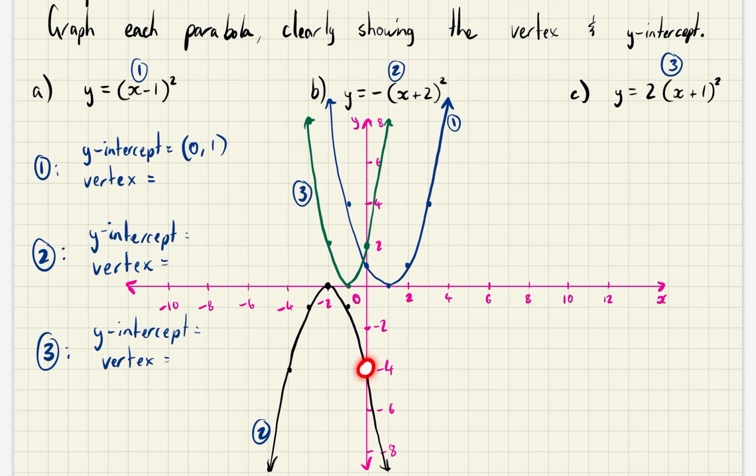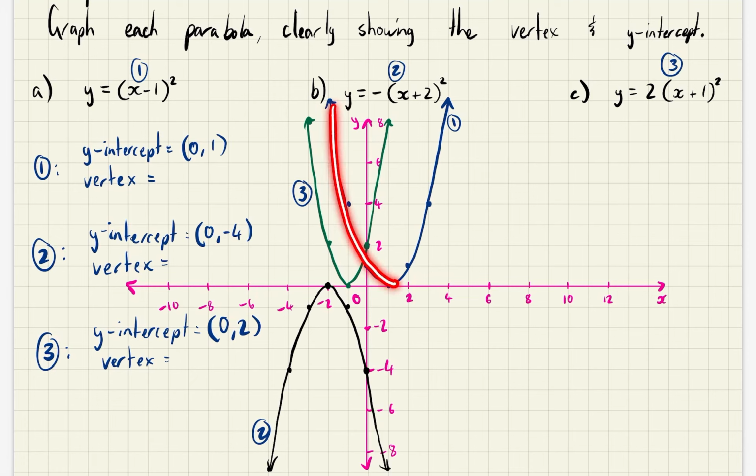Okay, so the y-intercept for 2 is, you'll see here, it hits the y-axis here, so that's going to be 0, -4. You'll see that for all y-intercepts, they always have x value of 0. For 3, we have 0, 2. Okay, so that's the last one for the y-intercepts, which is here.